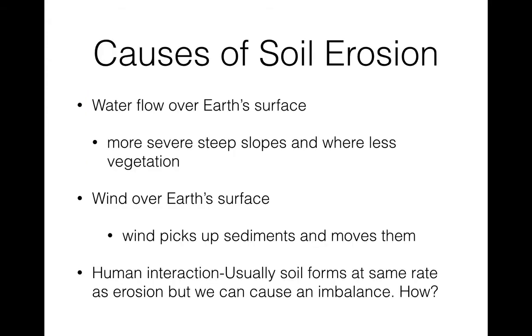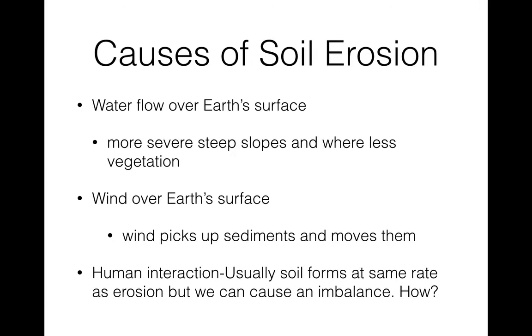So what are some causes of soil erosion, where soil gets washed away? Well, water flow and wind are big causes of erosion that really change the surface of the earth and have over millions of years. The steeper the slopes are and the less vegetation on them, the more erosion there will be, because there's nothing there to stop the water from flowing. Wind over the Earth's surface picks up sediments and moves them around. The third thing that can cause erosion is human interaction.